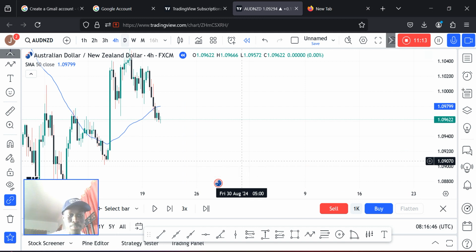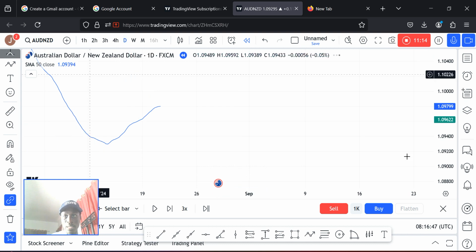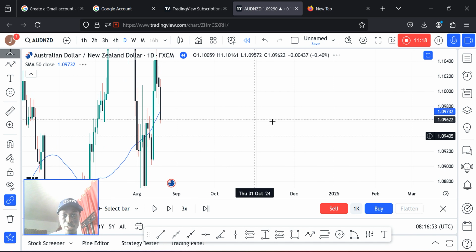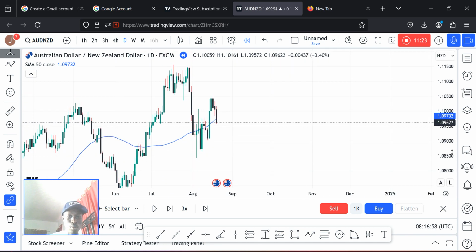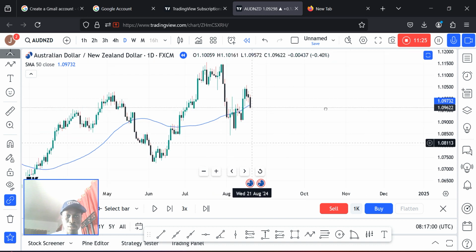So on the daily perspective on AUD NZD, what do we see? What is the price action of this market?